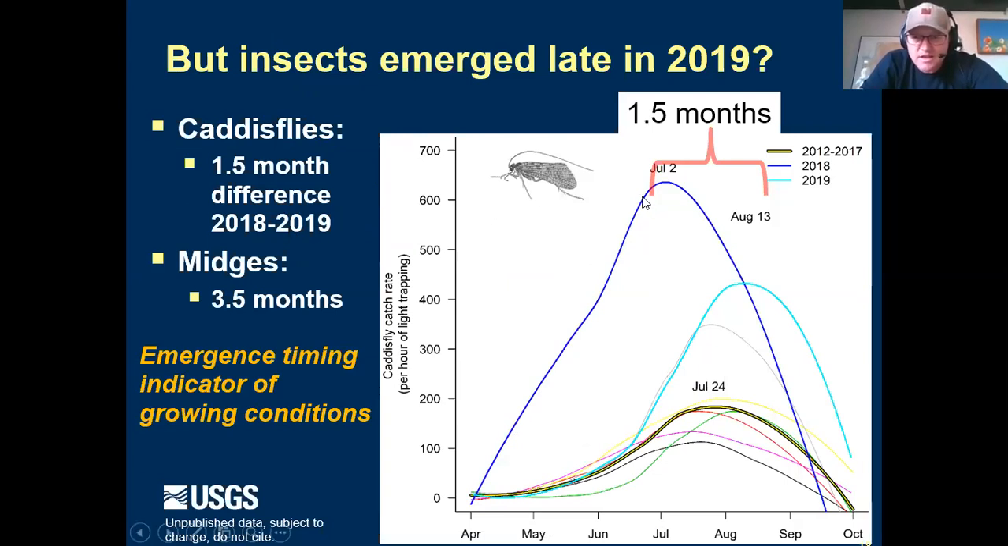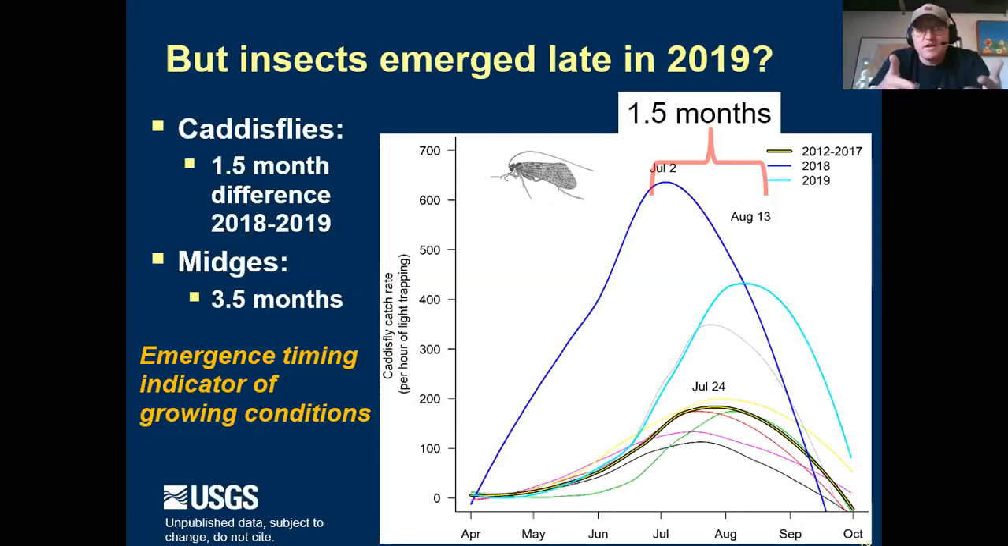So in 2018, the peak caddisfly emergence, that's what's shown here, is the catch rates of caddisflies in those light traps across different months. The peak happened in early July in 2018, whereas in 2019, we didn't get the peak until August 13th. So there was a 1.5 month difference in the timing of peak emergence. For midges, it was even more dramatic. It was a 3.5 month difference between emergence.